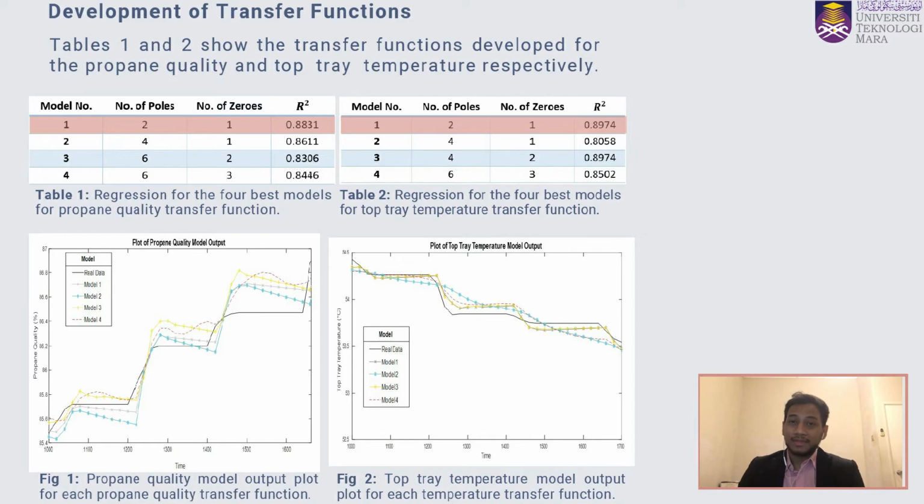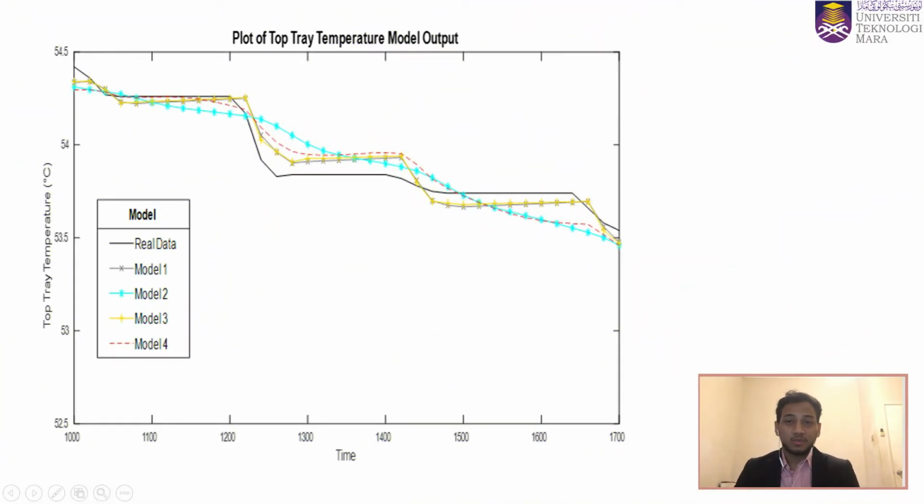From table 2, on the other hand, we can also see that model number 1 is also the best model to be used here. This has a number of poles of 2 and the number of zeros is 1, and the R-squared value of 0.8974. From figure 2, we can see that the graph for model number 1 is the one that most closely resembles the real data. So why are these models the best ones?